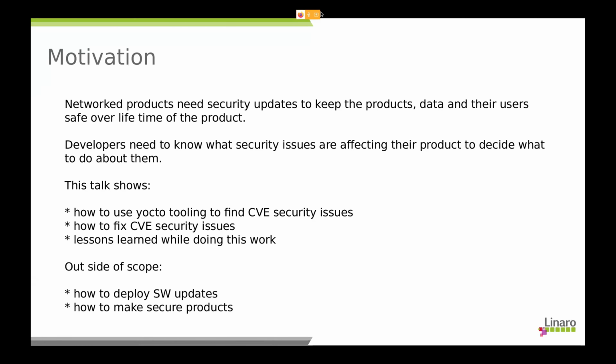The motivation is basically nowadays products which are connected to the networks, they need to be somehow kept secure so that the products themselves, that the data inside the products or on behalf of users stays safe in the product for a long time, at least for the lifetime of the product. And then developers need to be aware of what security issues are affecting their product and then decide what to do about those issues. And outside of the scope of this talk is how to actually deploy the security updates or in general software updates to the products and in general how to make products secure. I will mention a few other things as well, but this is not the only way to make secure products.